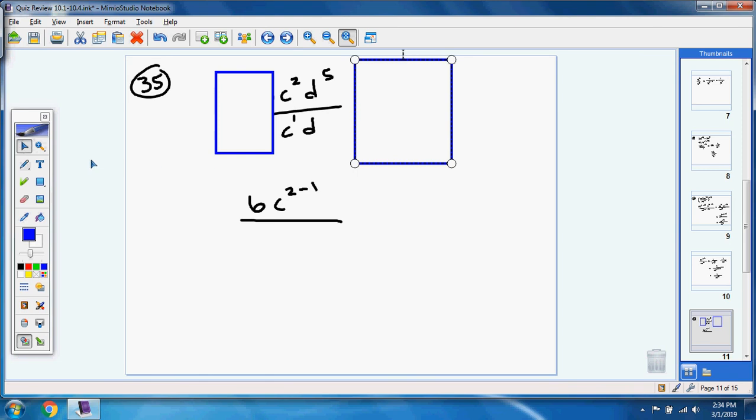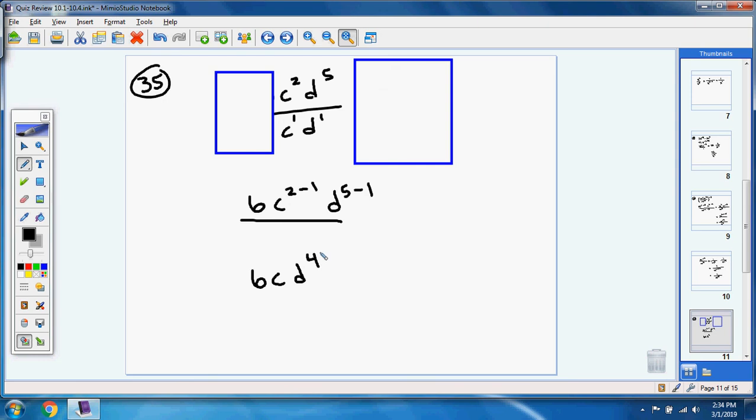And the last one, I have the 5th power, subtract a first power. So really don't need the fraction line again. So my answer is 6c. I don't really have to write the first power for my answer. And then d to the 4th power.